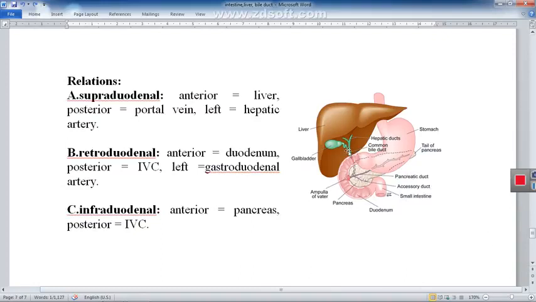Therefore, we must say something about the relations of the common bile duct. As we say, the common bile duct is formed of supraduodenal, retroduodenal, infraduodenal, and intramural parts. The supraduodenal part of the common bile duct is related anteriorly to the right lobe of the liver, but behind it is the portal vein, and on the left side is the hepatic artery. The retroduodenal part is related anteriorly to the first part of the duodenum, posteriorly to the inferior vena cava, and on the left side the gastroduodenal artery. The infraduodenal part is surrounded by the head of the pancreas, so it is anteriorly related to the pancreas, while posteriorly it is related to the inferior vena cava.